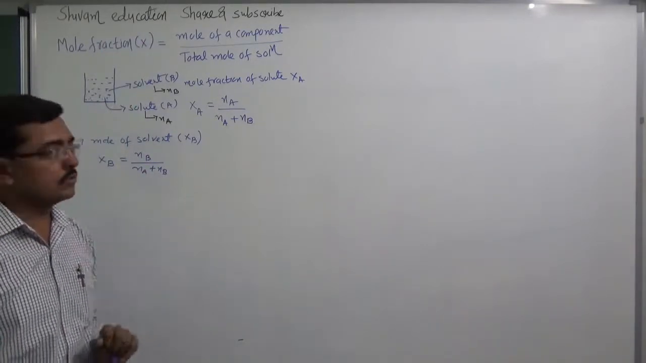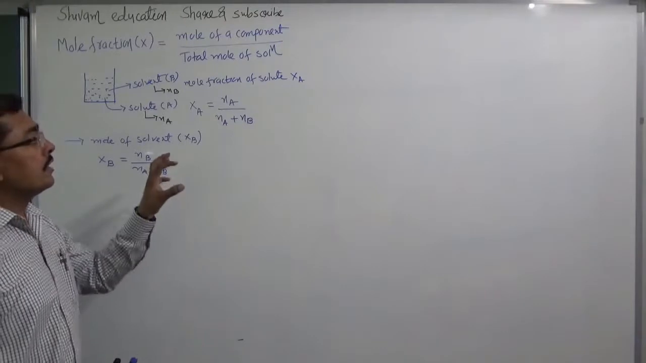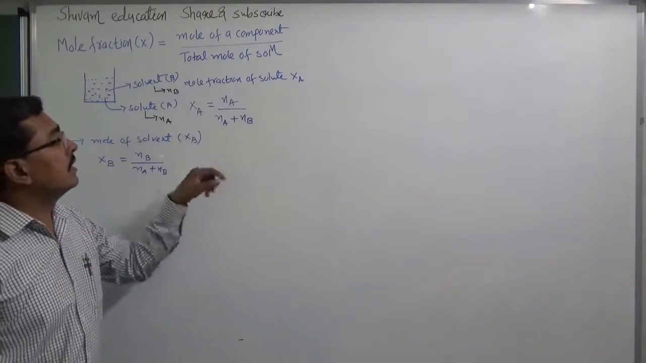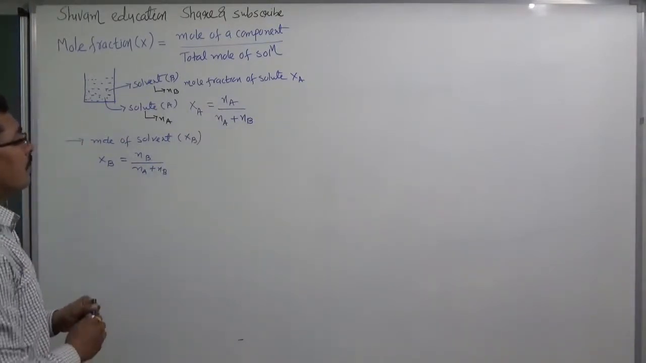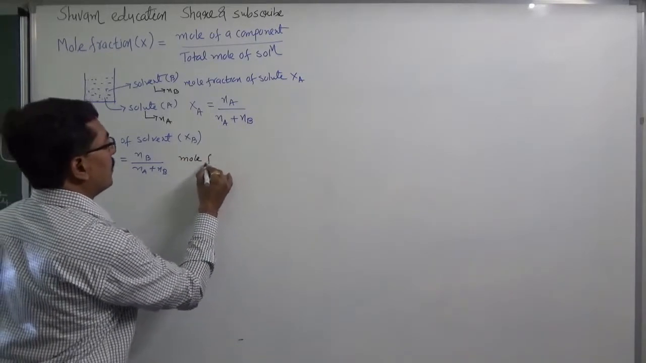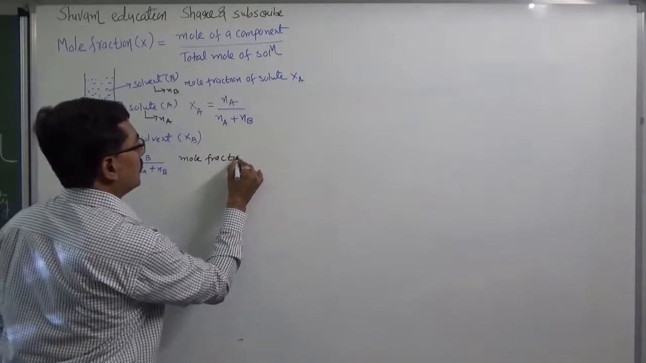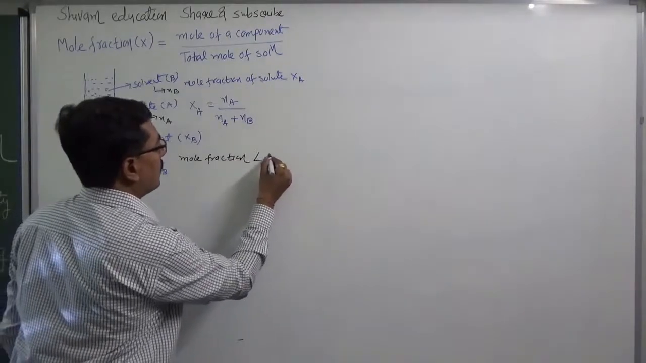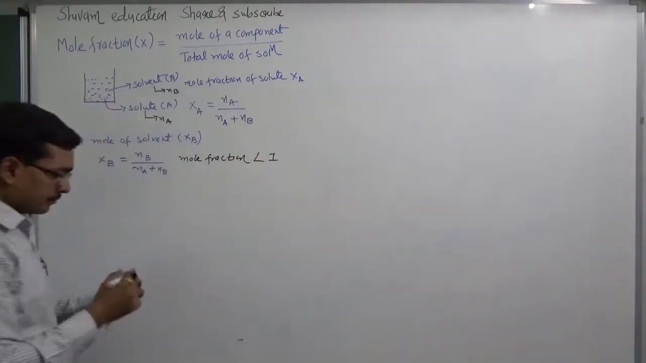Now you observe in these equations, the mole fraction is a ratio of mole of one component to the total mole of a solution. So the denominator is always higher than the numerator. So mole fraction will always be less than 1. For any component, the mole fraction value will always be less than 1.